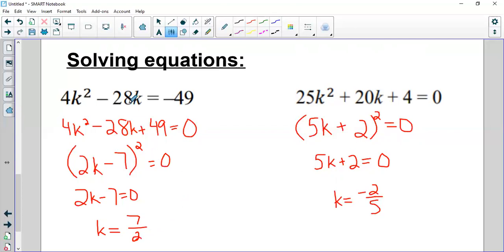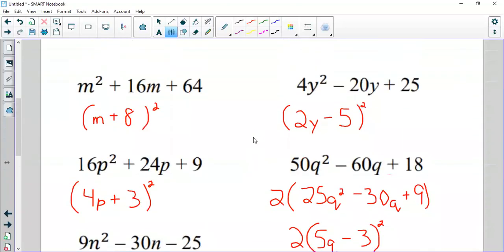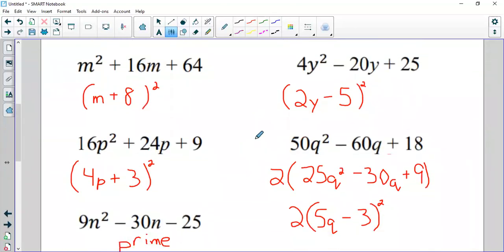You don't have to use this shortcut. You could factor all of these the way we did before with either slide, divide, slide, or guess and check, or with A times C and then factor by grouping. It would work, but if you recognize the perfect squares, it makes the factoring easier. It's just a shortcut. This is a specific trinomial shortcut.